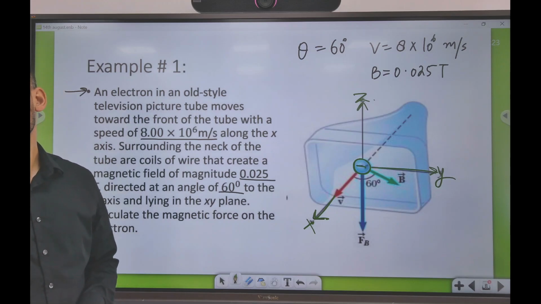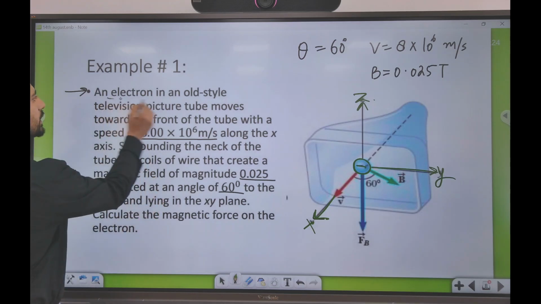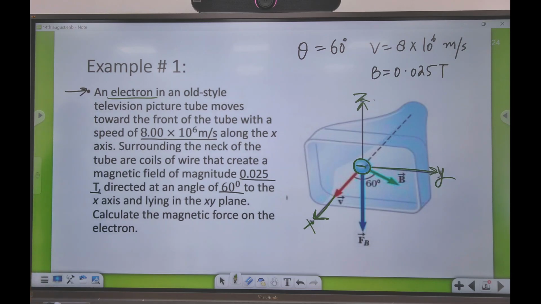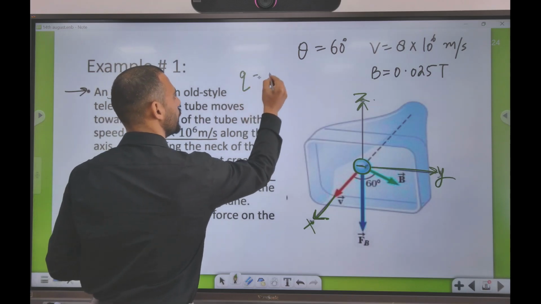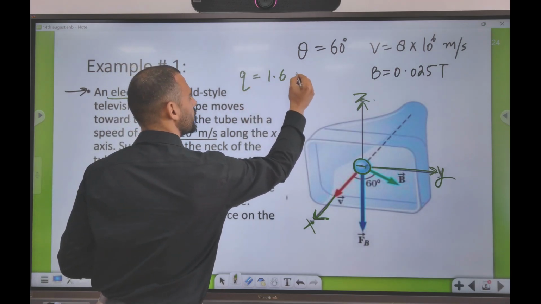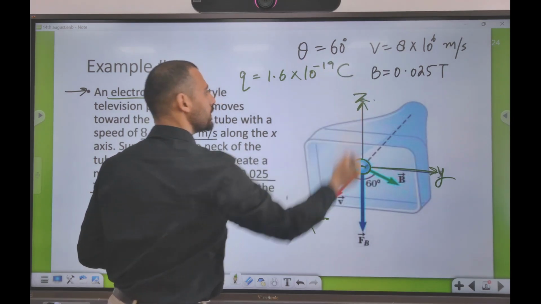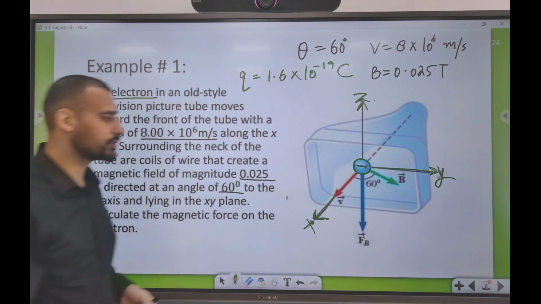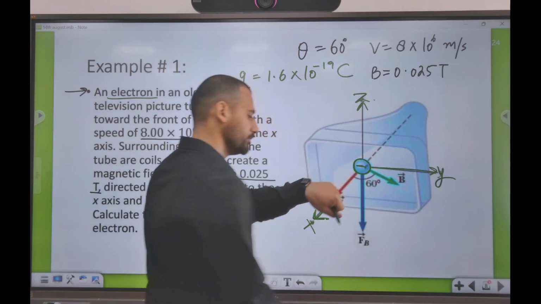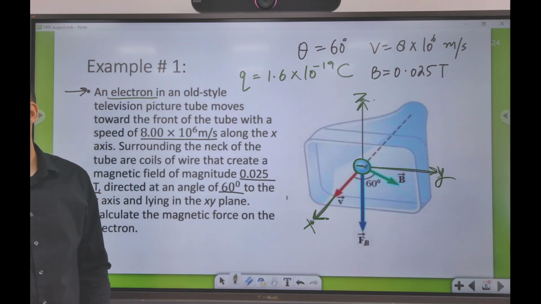What is the value of the magnetic force? Q is the charge, so the charge is an electron. What is the electronic charge? Yes, 1.6 times 10 to the power negative 19 coulombs. So you have everything. You are just asked to find the force. Try to find the force.